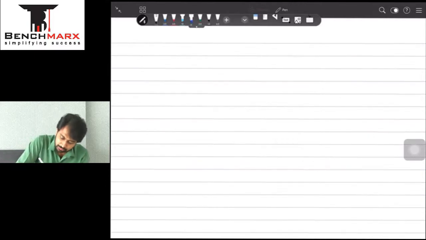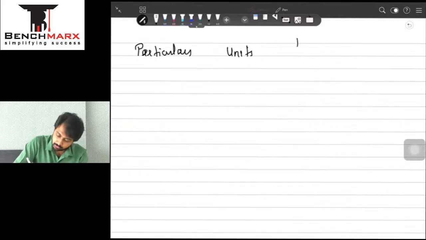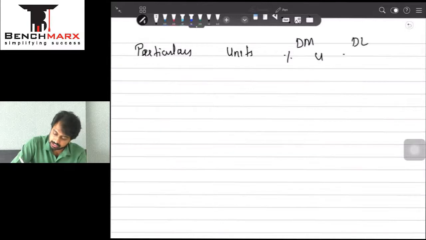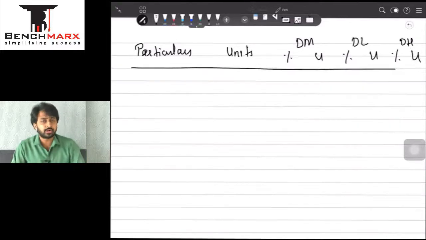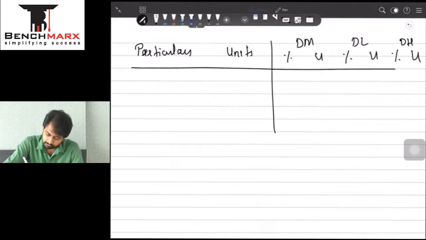So my format will remain the same. As per the format, we are going to have 1 column for particulars, we will have 1 column for units, we will have 1 column for DM, inside that percentage units, 1 column for DL, inside that percentage units, and 1 column for overheads, inside that percentage units. I'm saying that sometimes DL and overheads can be merged, but for that the DL percentage and the overhead percentage has to be same. Otherwise we'll have 2 separate columns for DL and overheads. That is my basic format, right.